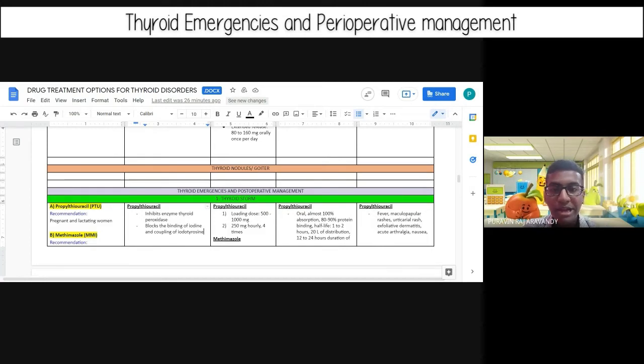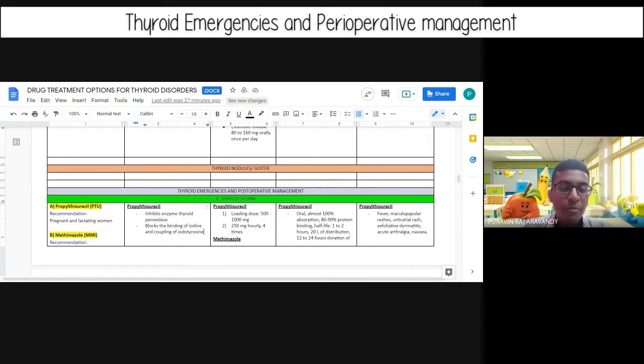So today I'm going to explain about thyroid emergencies and the post-operative management associated with them. Basically, these thyroid emergencies can be divided into two: one would be thyroid storm and the other would be myxoedema coma. Today I will explain about thyroid storm and how it can be managed in terms of medication.